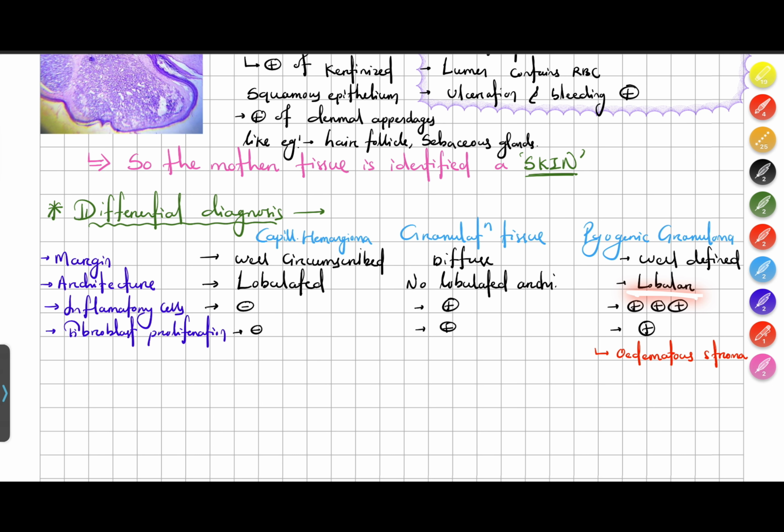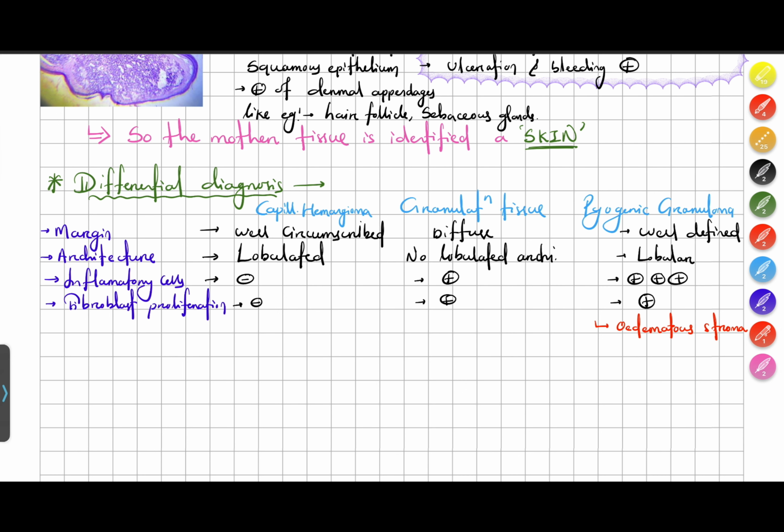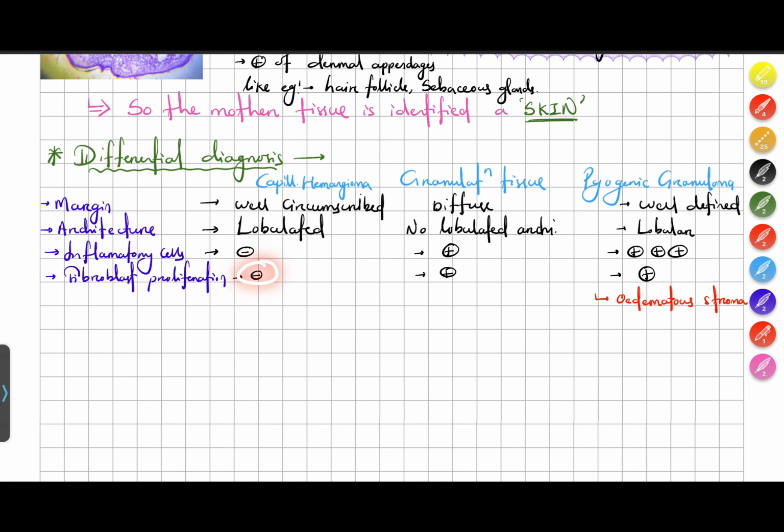it is lobular. The inflammatory cells are absent in capillary hemangioma and present in granulation tissue, and there is a lot of inflammatory cell infiltration in pyogenic granuloma. The fibroblast proliferation is absent in capillary hemangioma, present in granulation tissue and present in pyogenic granuloma. And there is edematous stroma that is present in pyogenic granuloma.